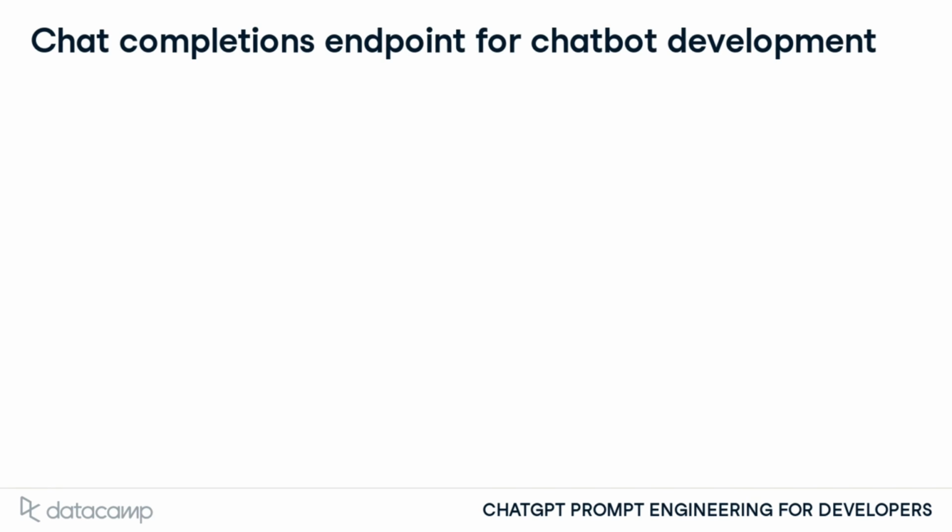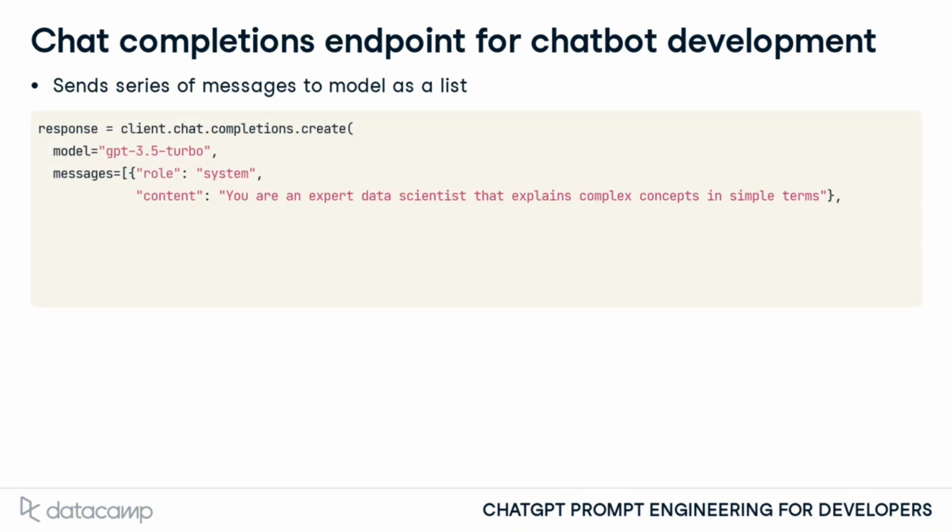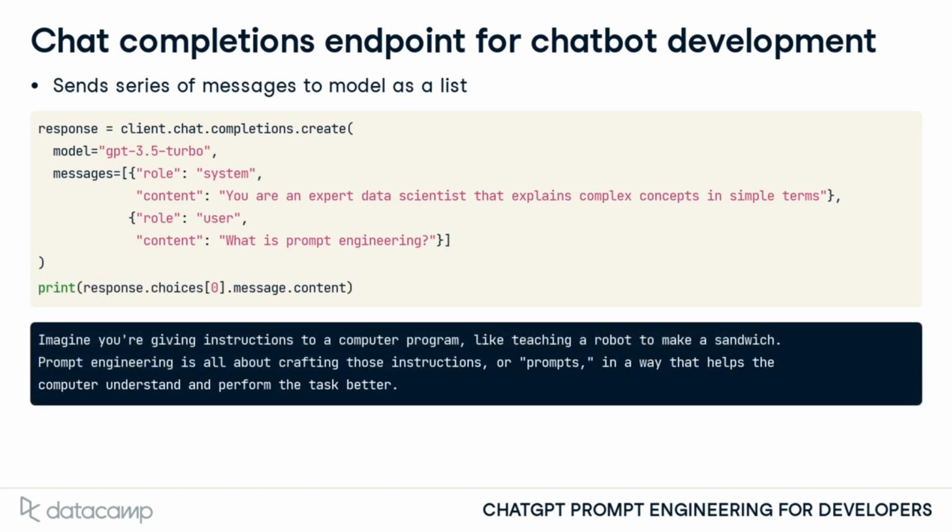The chat completion endpoint is ideal for chatbot development. Via this endpoint, we send messages as lists, each with a specific role. In this example, we send a system message that directs the chatbot to act as an expert data scientist, simplifying complex ideas, followed by a user message seeking an explanation of prompt engineering. In output, we observe how the response uses an analogy of instructing a robot to prepare a sandwich.